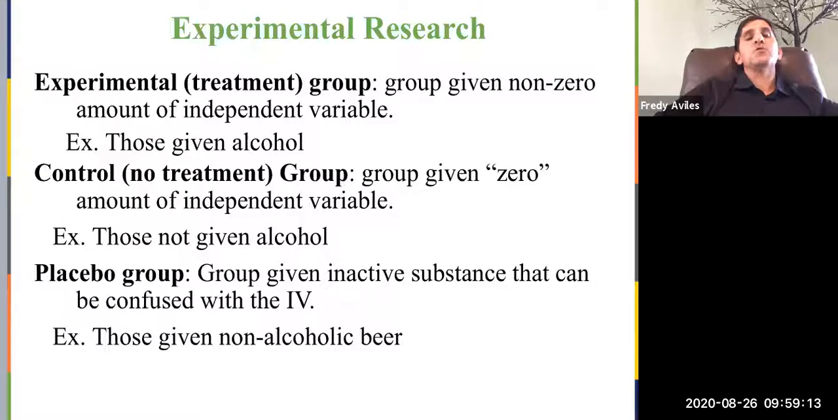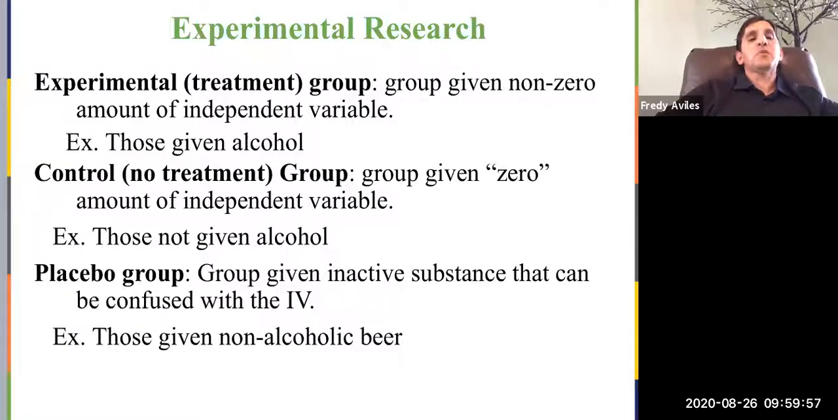The control group, or the no treatment group, that one's easy to understand. That's the group that's given a zero amount of the independent variable. The control group doesn't get any alcohol. And why do we want a control group? Why do we want to run a bunch of people through the study that's not going to get any alcohol and then see how aggressive they are? Well, because we need to compare with the experimental group. If alcohol really works, then those that consumed it, those in the experimental group, should be more aggressive than those in the control group, than those who didn't get any alcohol.